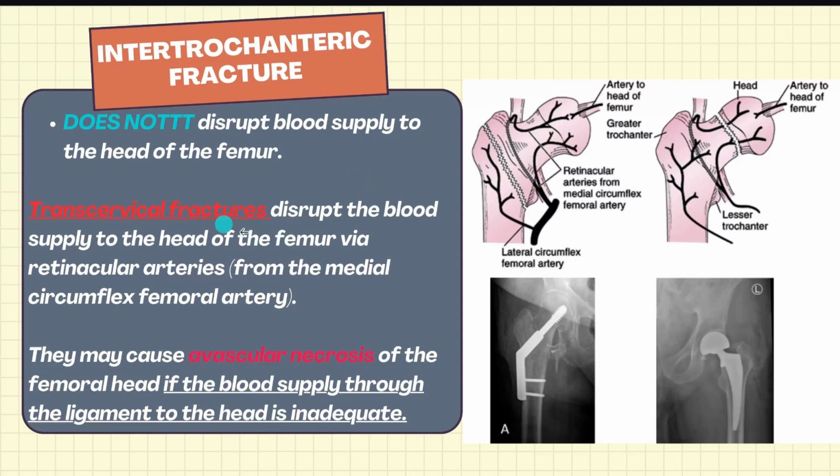You can see here, everything is fine and no blood vessel is affected. However, the transcervical fracture is going to disrupt our blood flow, specifically our retinacular arteries, which branch off the medial circumflex artery, which came from the femoral artery, and supply the head of the femur. This fracture can cause avascular necrosis if the blood through the ligament is inadequate. So if the blood going to the femoral neck is less and the patient already went through a transcervical fracture, the patient can go through avascular necrosis.